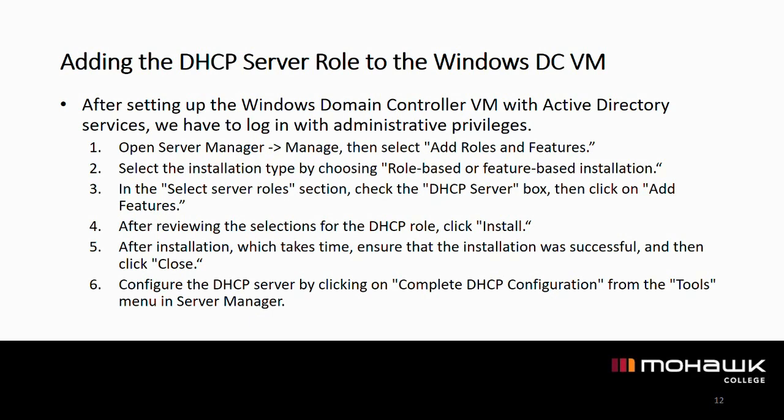After reviewing the selections, for the DHCP role, click Install. After installation, which takes time, ensure that the installation was successful and then click Close. For the next step, we have to configure the DHCP server by clicking on Complete DHCP configuration from the Tools menu in Server Manager.